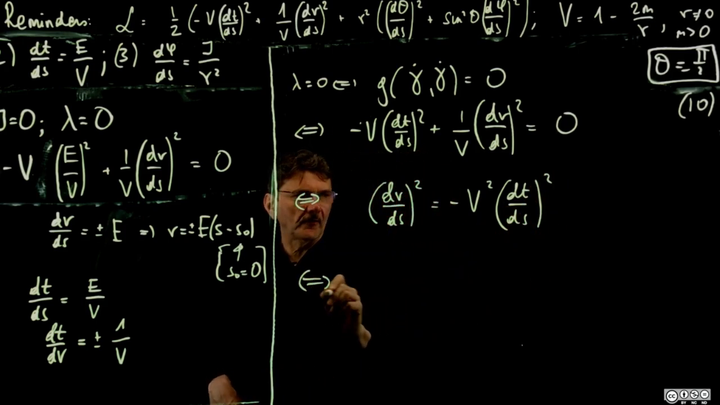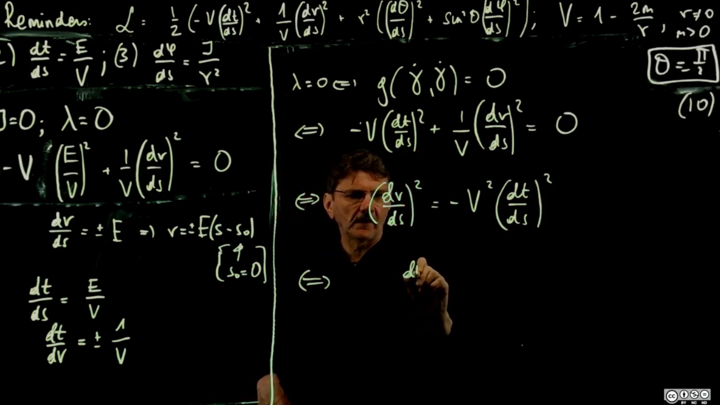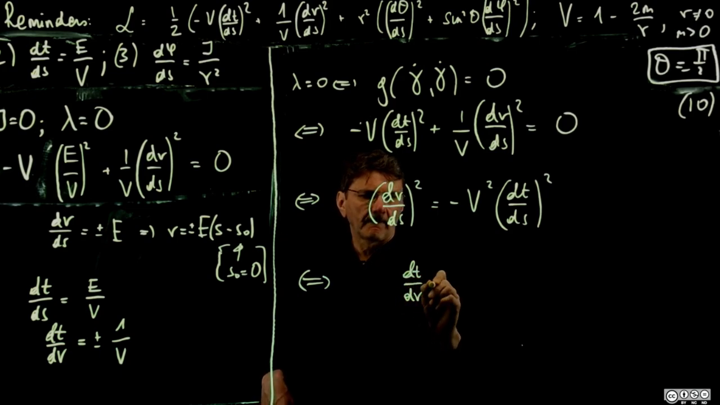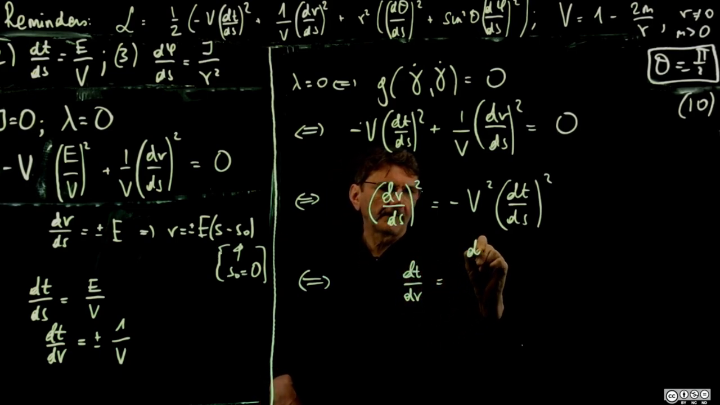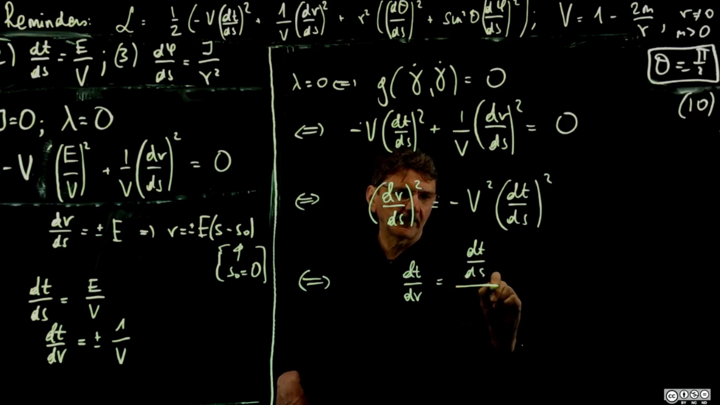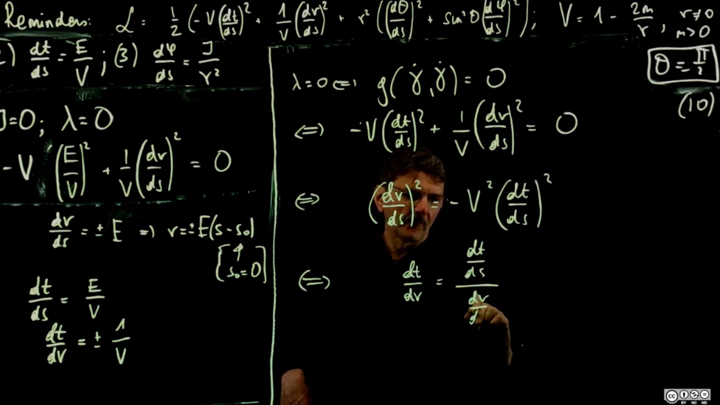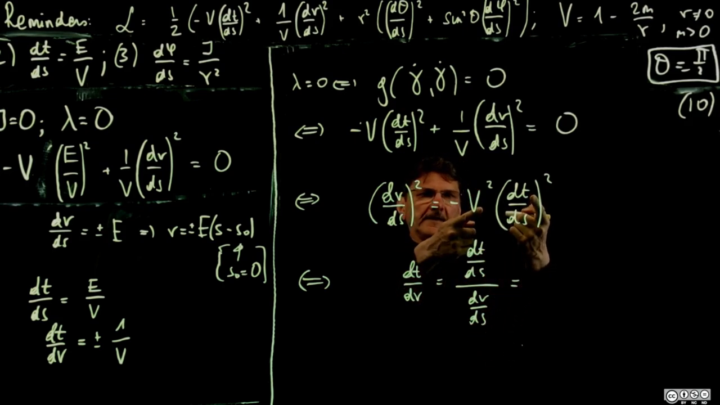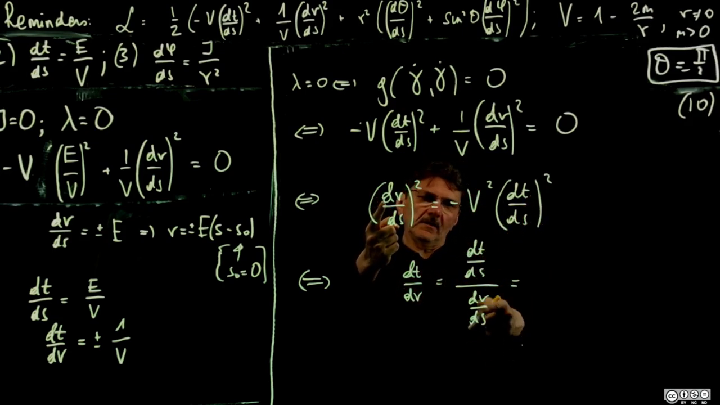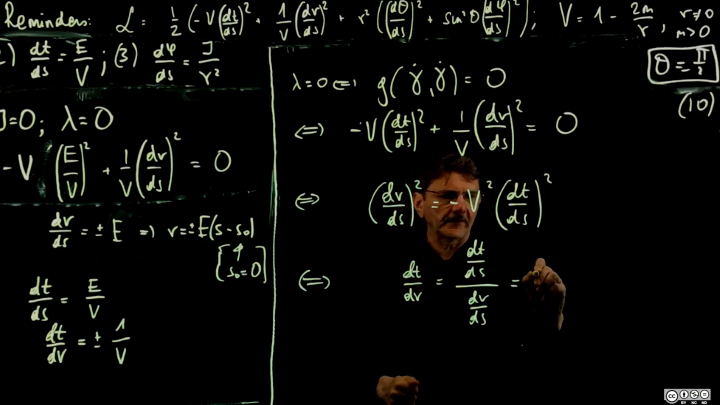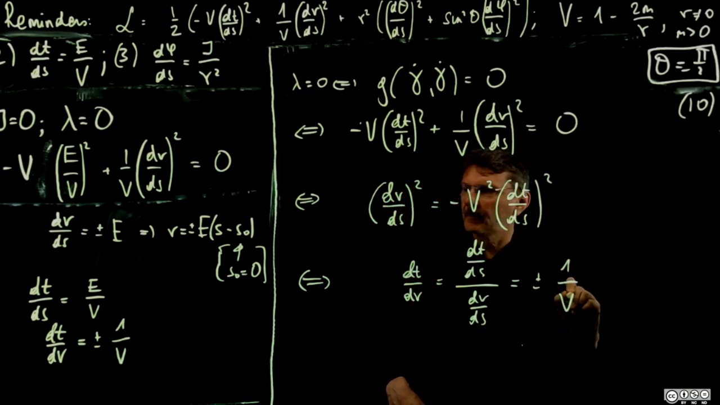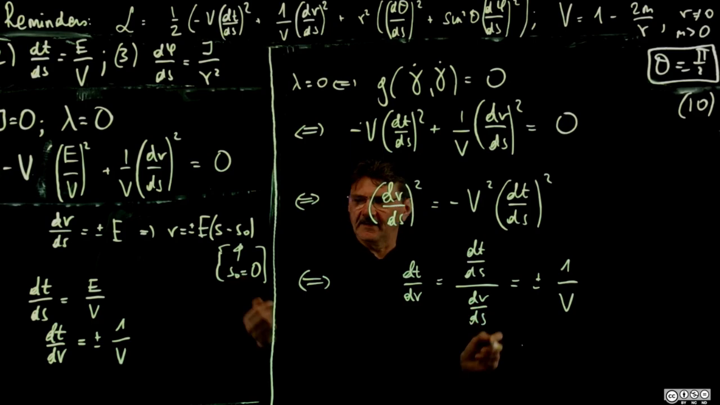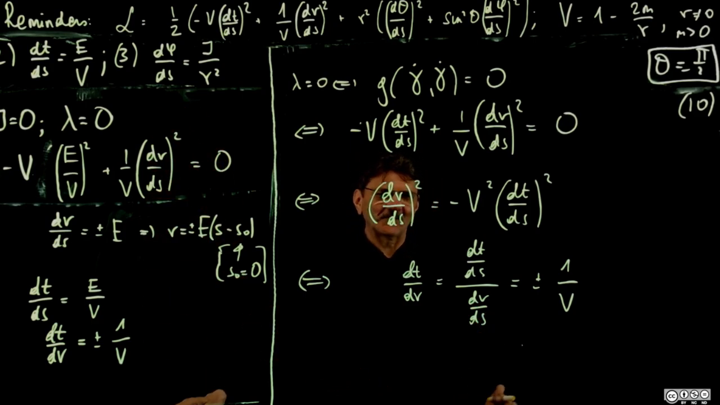Now if I want to calculate dt over dr, that is dt over ds divided by dr over ds. So I need to take the square root of this. Dr over ds will cancel out, and I get plus minus 1 over V. Okay, good. So that's quite a simpler way to derive the same equation.